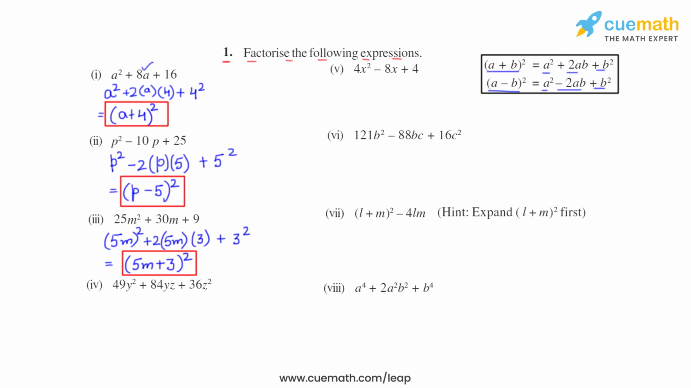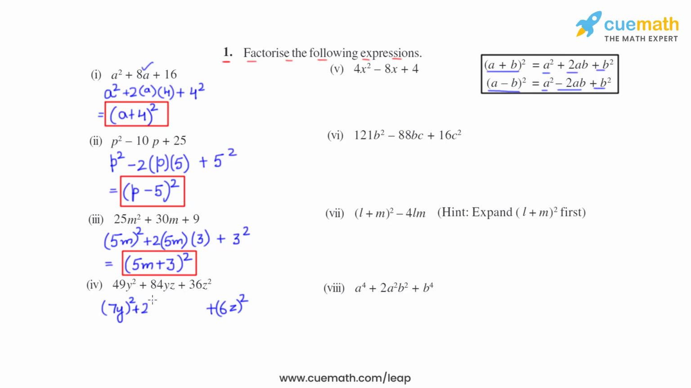Let's do the fourth one now. 49y square. 49 is a square of 7. So 7y whole square. 36 is a square of 6. 6z whole square. Now the middle term 84yz. 7 into 6 is 42. And 42 multiplied by 2 is 84. And here we have y, here we have z. So yes, we are getting 84yz.